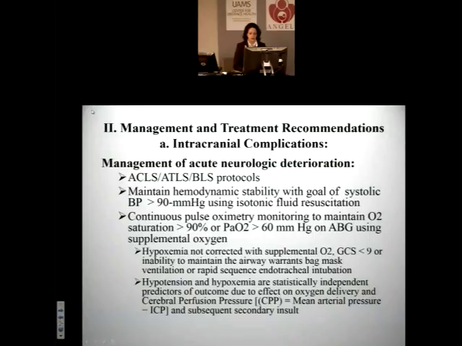Hypoxemia that is not corrected with supplemental O2, or a GCS less than 9, absolutely warrants either bag mask ventilation or advanced airway intubation. Hypotension and hypoxemia are statistically independent predictor factors of outcome due to the effect of oxygen on delivery to cerebral perfusion pressure, and the equation here is mean arterial pressure minus intracranial pressure.